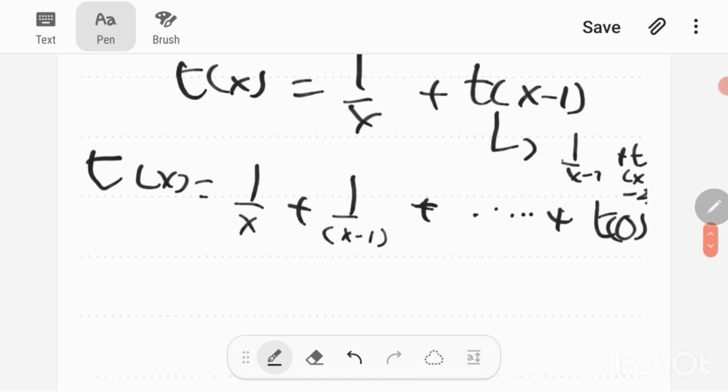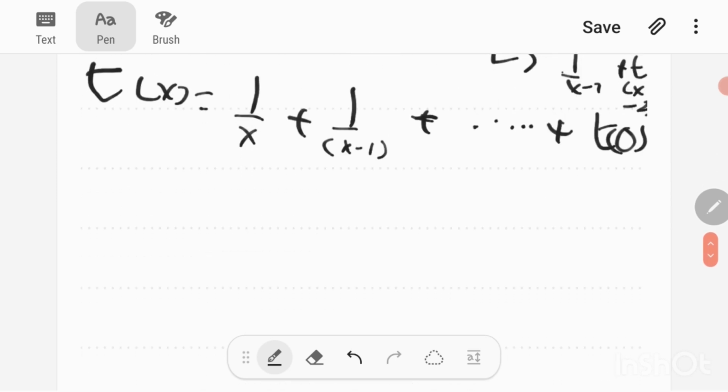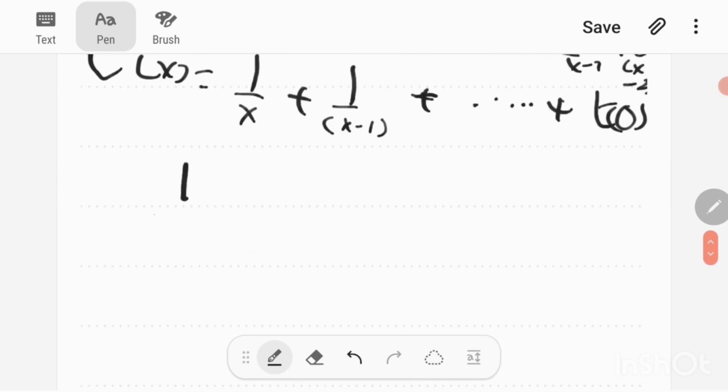And let's write that. Let's write the xth harmonic number to be the sequence denoted from t of x all the way till t of 1.